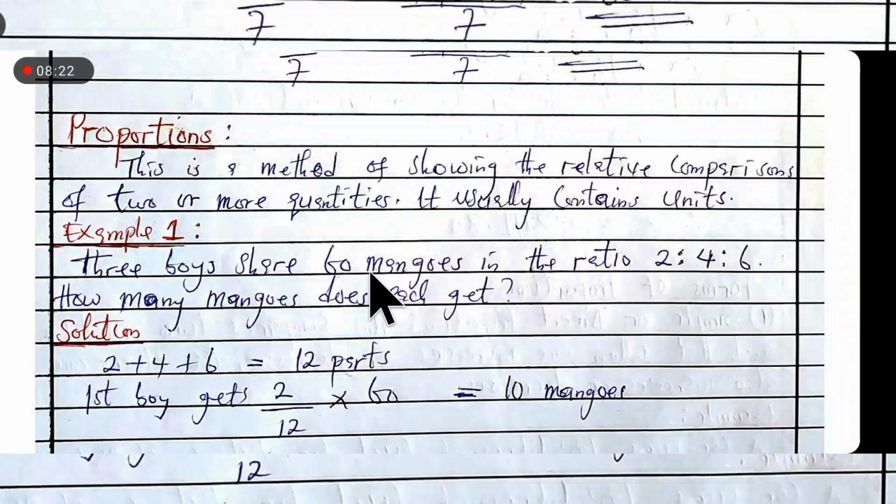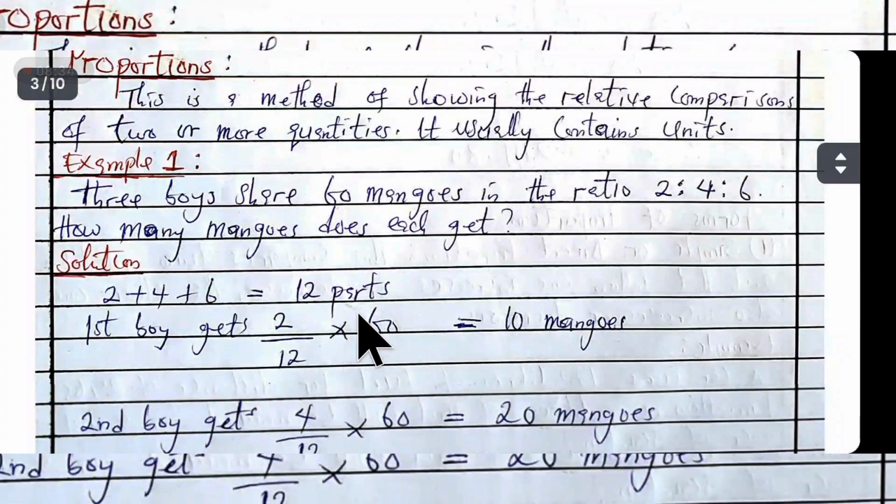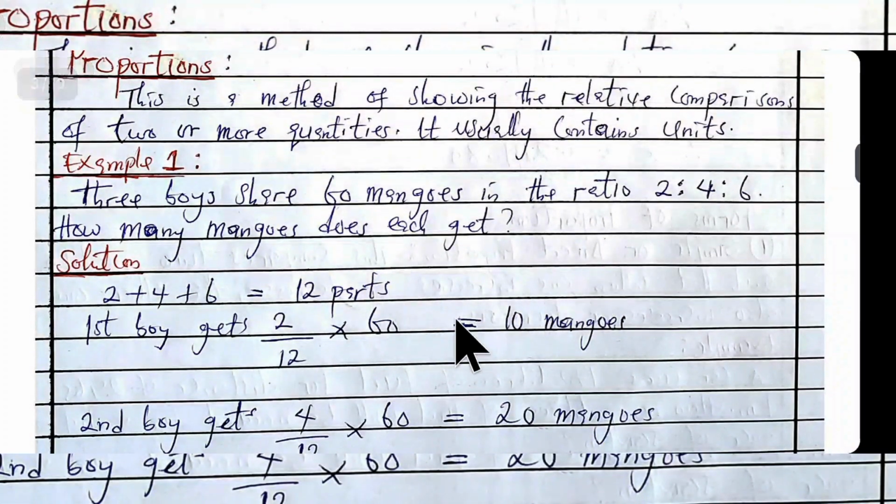All right, look at this example. Three boys share 60 mangoes in the ratio 2:4:6. How many mangoes does each get? Okay, so now the ratio they give to us is this. To get the sum of the ratio, we have 2 plus 4 plus 6, which is 12 parts. We are going to be dividing these 60 mangoes into 12 parts.